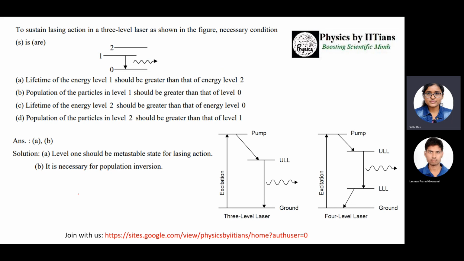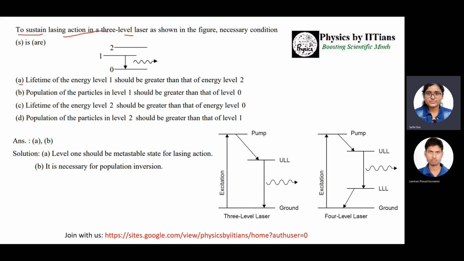Now let's come to the next question. The next question is also a very conceptual and very easy question, and this kind of question is asked many times in GATE, JEST, NET exams. The question is: to sustain lasing action in a 3-level laser as shown in this figure, so this is 0, 1, 2, three different energy levels, this is a 3-level laser system. What is the necessary condition for this lasing action to happen?